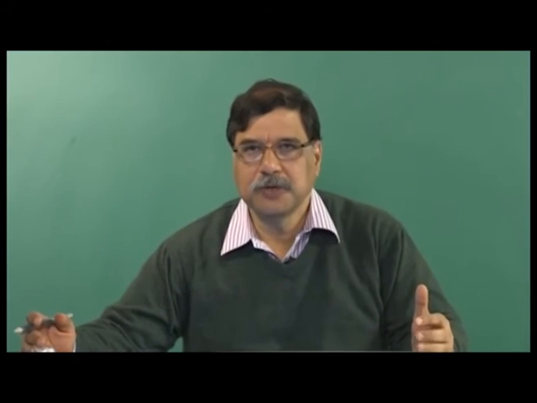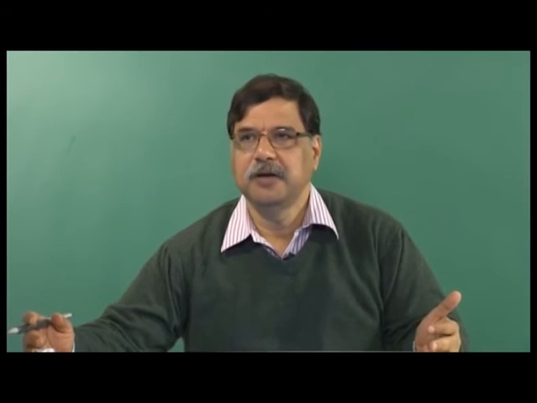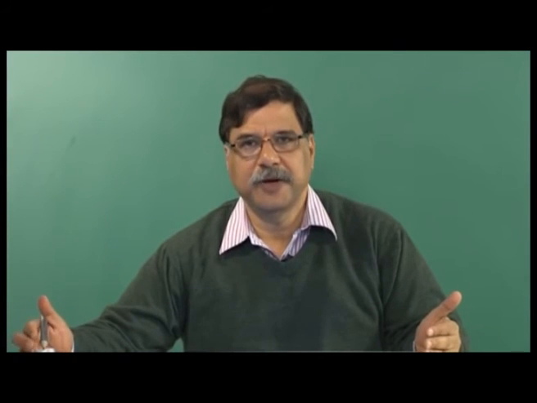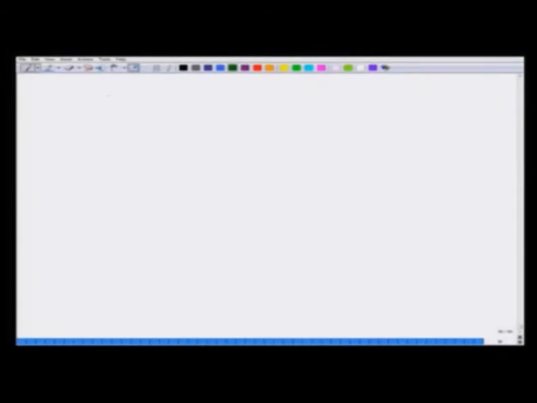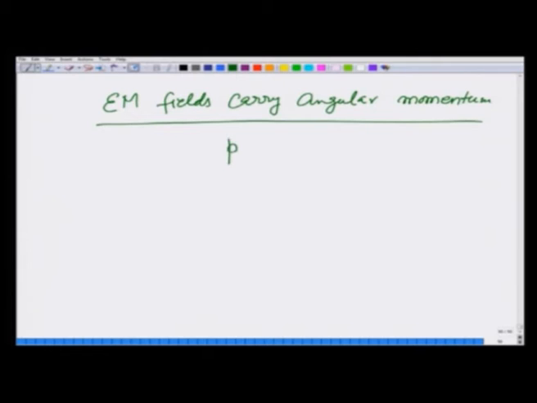Finally, when we are talking about the energy content and linear momentum content of the electromagnetic field, I will conclude this set of 3 lectures by showing that EM fields carry angular momentum also. That should not be surprising, because if there is momentum p, then angular momentum is defined as r cross p, and so with linear momentum, angular momentum is always associated. I will also demonstrate this through an example.